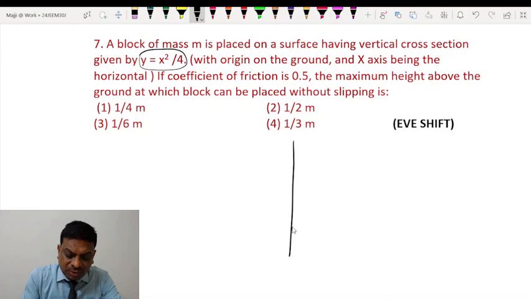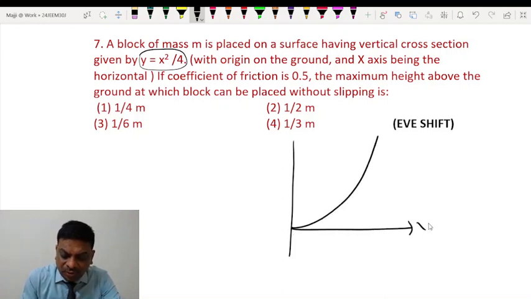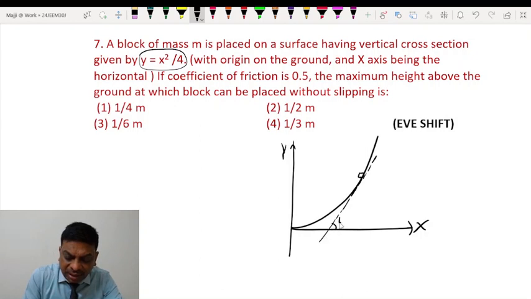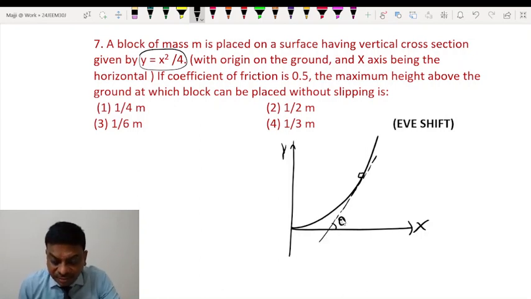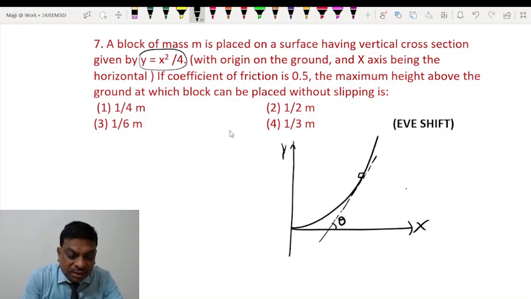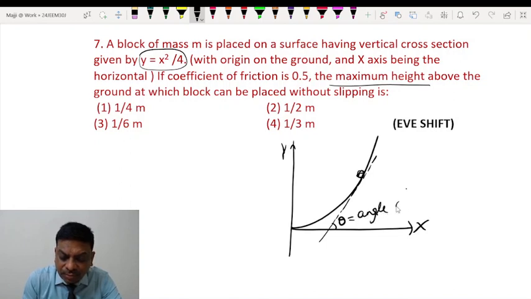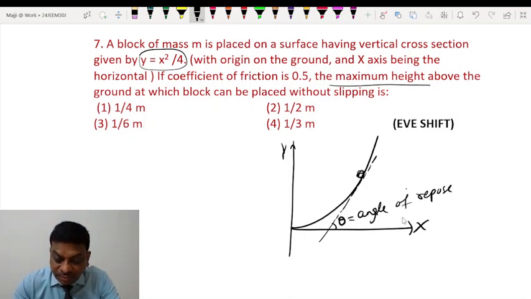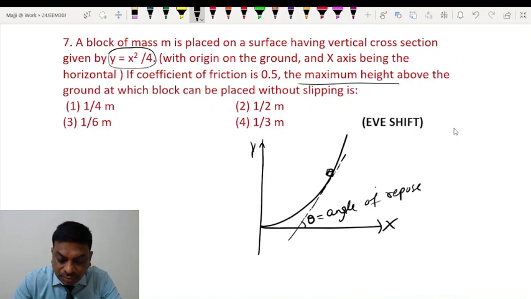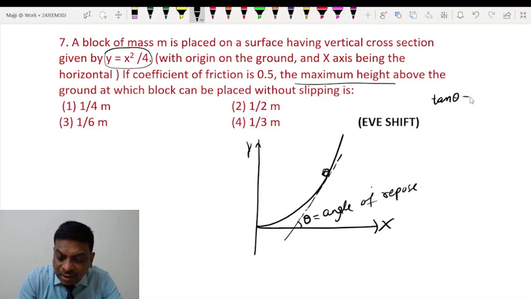So this is very simple question students. This is the parabola. Parabola will be like this. Suppose this is a point where it is kept. Now you can treat the tangent as an inclined plane with angle of inclination theta. Okay, then if it is the maximum height above which the block can be placed without slipping, so this is on the verge of slipping student. Then this should be angle of repose. This should be angle of repose if the block is on the verge of slipping. And in that case we know that tan theta is equal to mu.